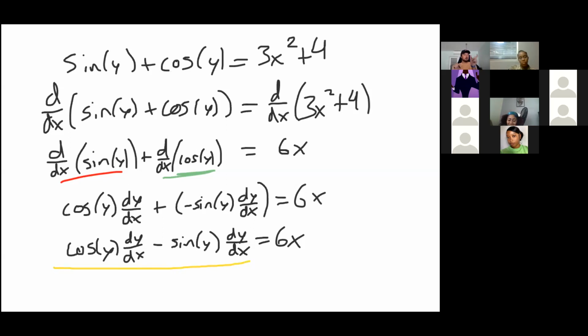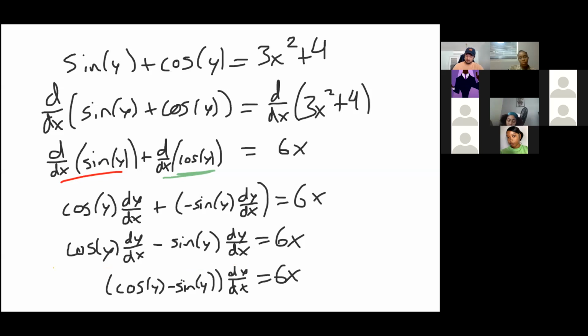And for both of those, cosine of y and sine of y, I'm multiplying by dy over dx, which means I can factor it out, leaving me with cosine of y minus sine of y times dy over dx is equal to 6x. Oops, that. And underline just so you see the derivatives. I meant to do that before.